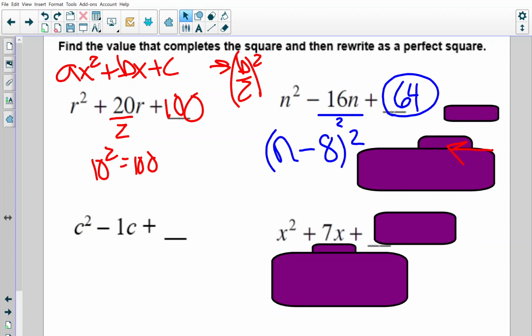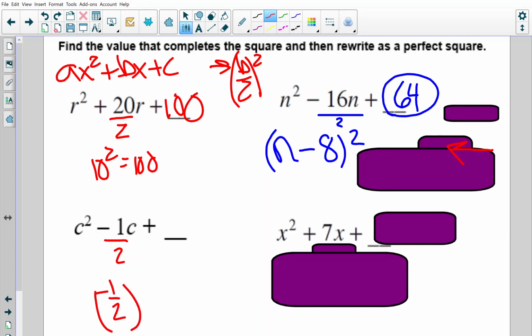So let's go down here. Same process. ax squared plus bx plus c. Well, what's half of negative 1? Negative 1 half. Well, I need to square that. What's that equal? A negative times a negative is a positive. 1 times 1 is 1. 2 times 2 is 4. Done.